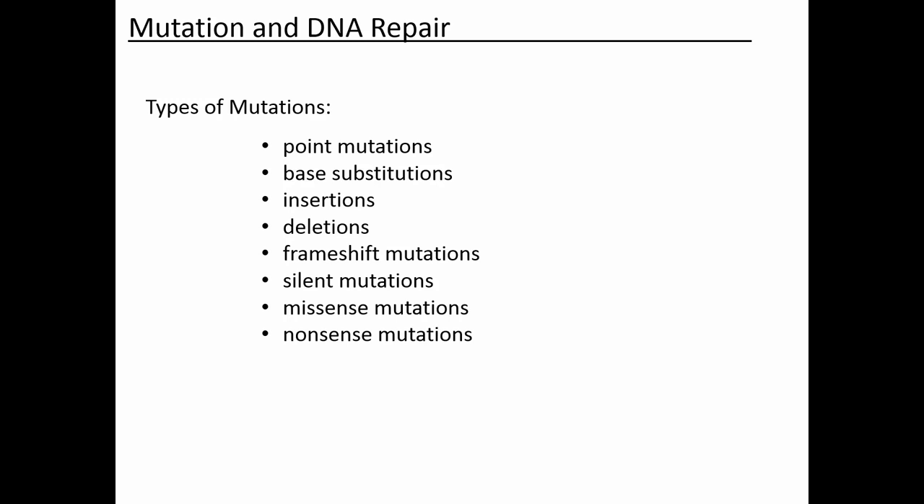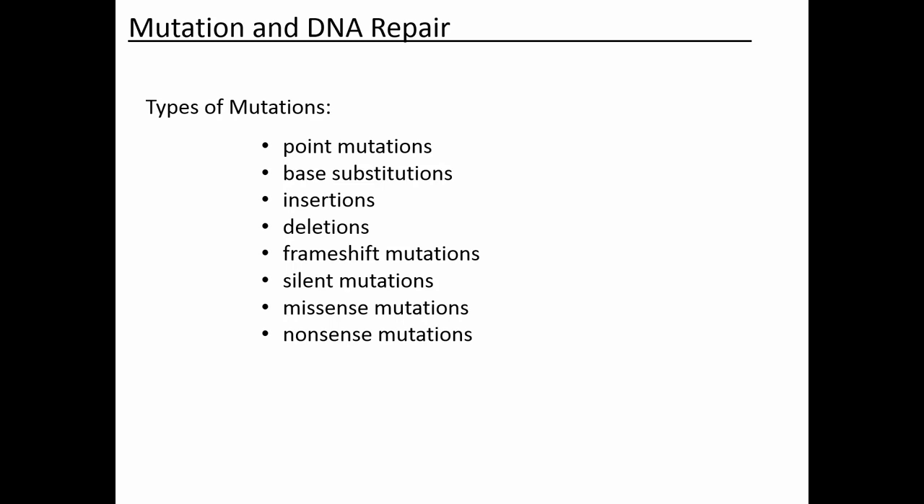So as long as you're only affecting one, it's a point mutation. The next one is also relatively easy to remember, given its name. A base substitution is when you take one nucleotide base pair and replace it with a different nucleotide base pair. So basically you're taking one nucleotide base pair and substituting another nucleotide base pair for it.